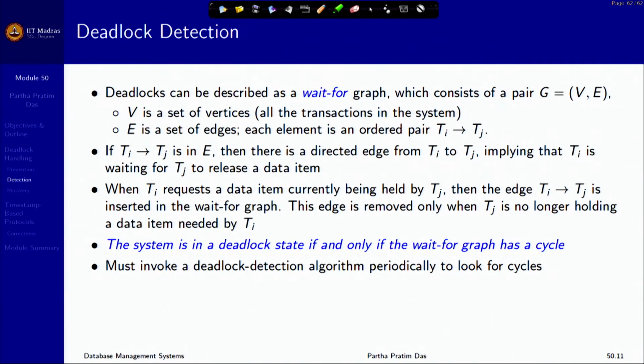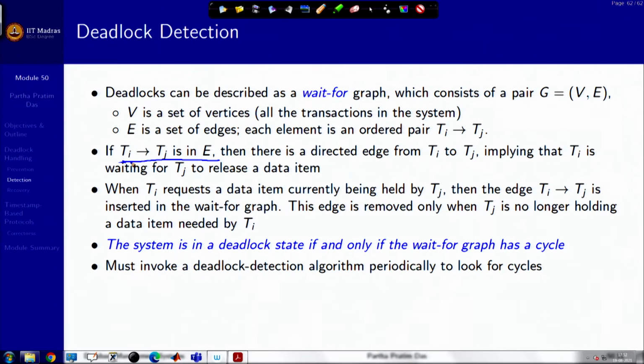The next question, this was about prevention. The next question is how you detect. Detection is actually very simple. It is very similar to the precedence graph idea. So, if a transaction Ti waits on another, Tj, then you create a graph where transactions are vertices and you have an edge for every waiting dependency of the transaction.